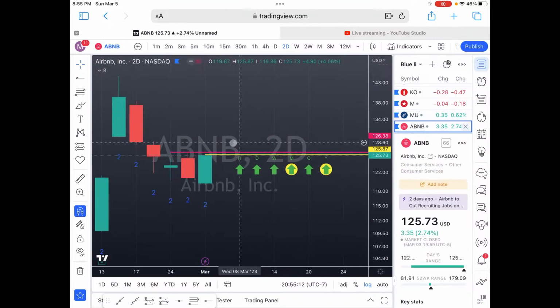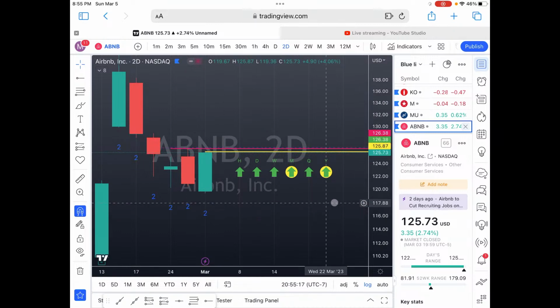We move to Airbnb. So Airbnb, full time frame continuity to the upside. We're 2 down green. We're looking for calls at 125.87. Does anybody know what this pink line represents on my chart? Anybody who follows me, has followed me, does anybody know what that pink line represents?